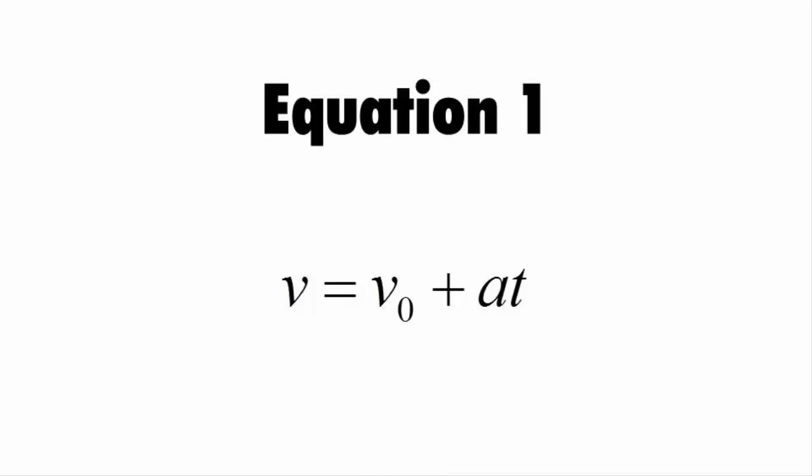The first equation in our list of equations for motion comes from the definition of acceleration and is written in terms of the final velocity being equal to the initial velocity plus the product of acceleration and time.